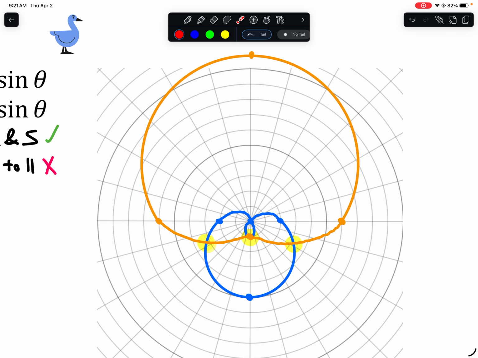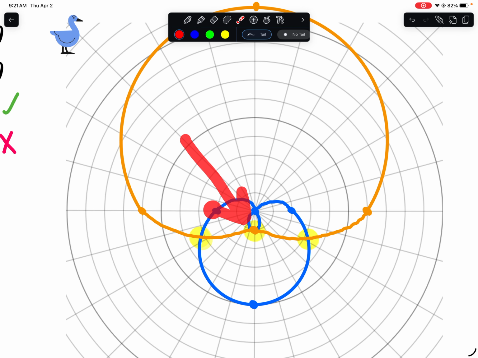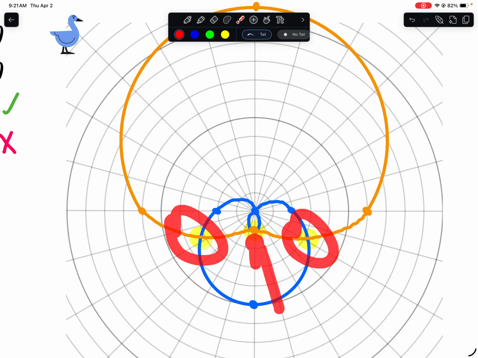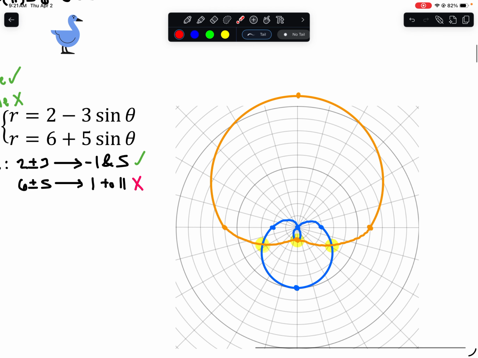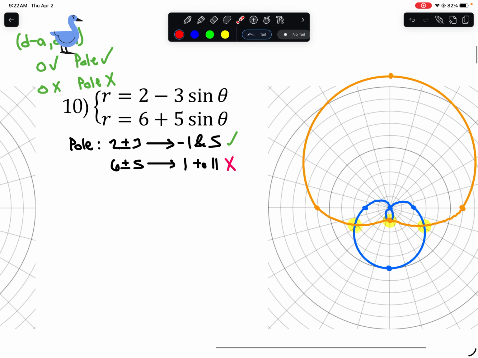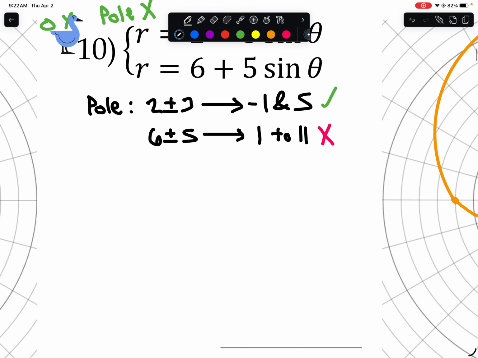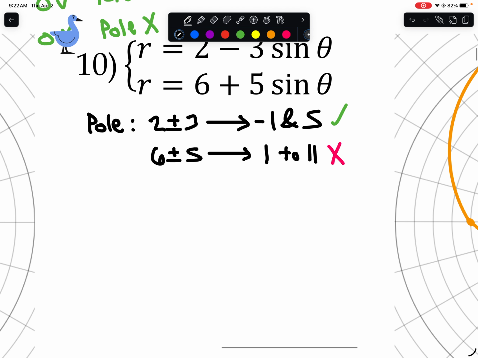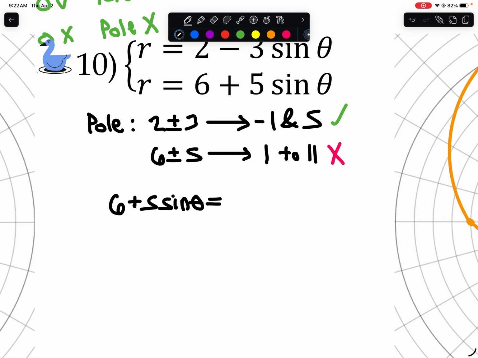Looking at the graph, I can see we're going to have another reflected point right here on the inner loop and the edge of that dimpled Limaçon. So algebraically, I should be able to get these 2 points, but I'm going to have to do that reflected point over here to get the third point. So let's go ahead and do the algebraic steps to find those 2 points. So I'm going to do 6 plus 5 sine theta, and then set that equal to 2 minus 3 sine theta.